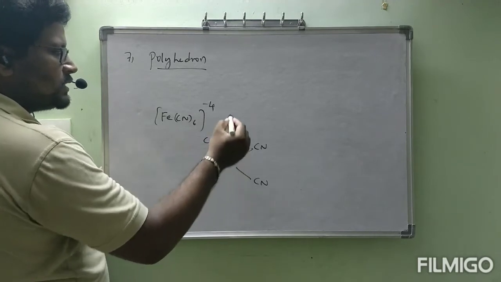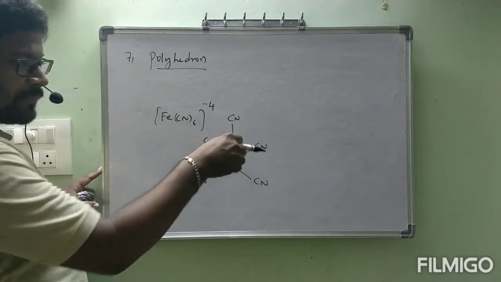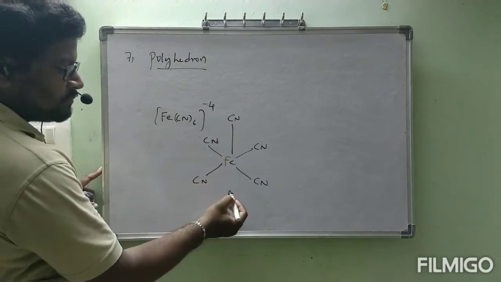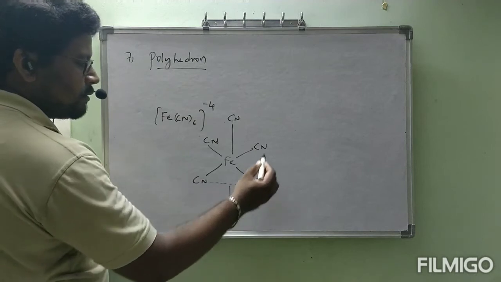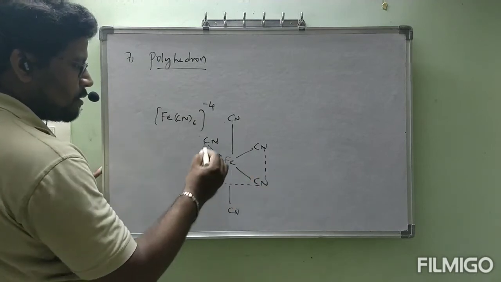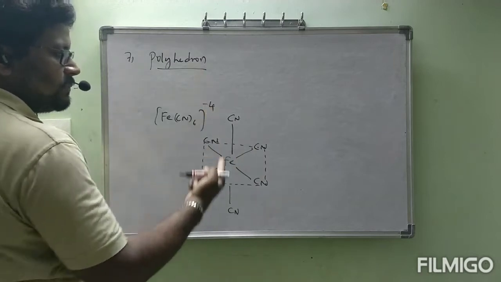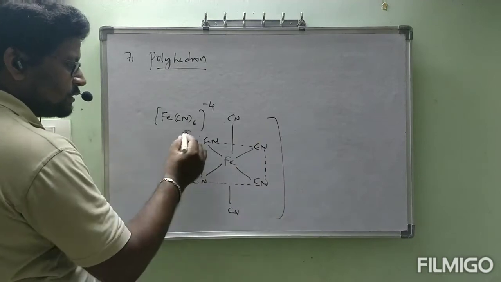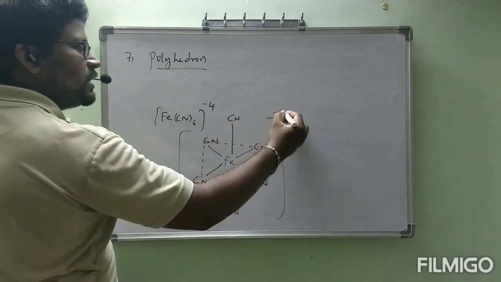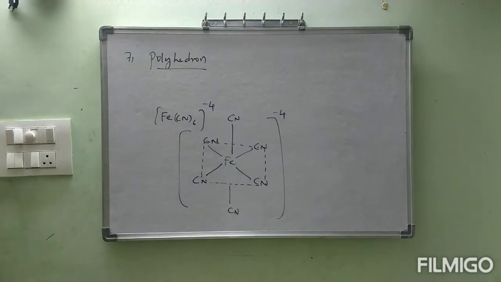One CN is above the plane, and this is below the plane. If you think this is in the plane, this is above the plane, this is below the plane. This octahedral representation, this total [Fe(CN)6] structure with charge minus 4, the total representation is called polyhedron. Coordination polyhedron.